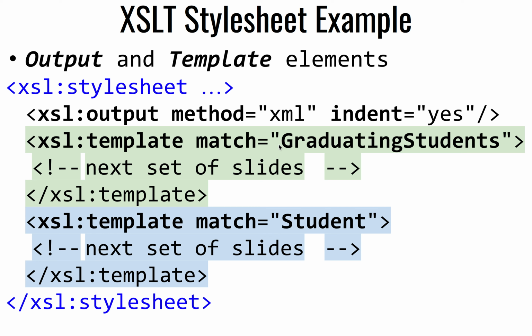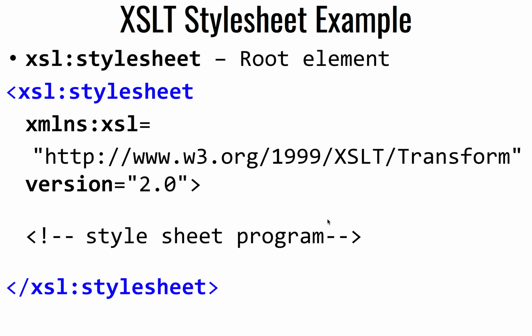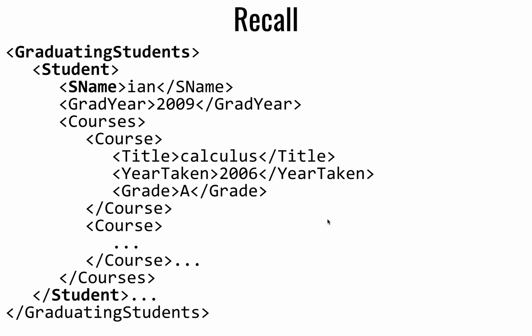What are we looking for? We're looking for a tag whose name matches graduating students. And down here, here's a separate rule. We're looking for all the elements whose name is student. If we go back, here's the input document. And indeed, we have an element whose name is graduating students. There's only one of those, right? Because it's the root. There's only one of them.